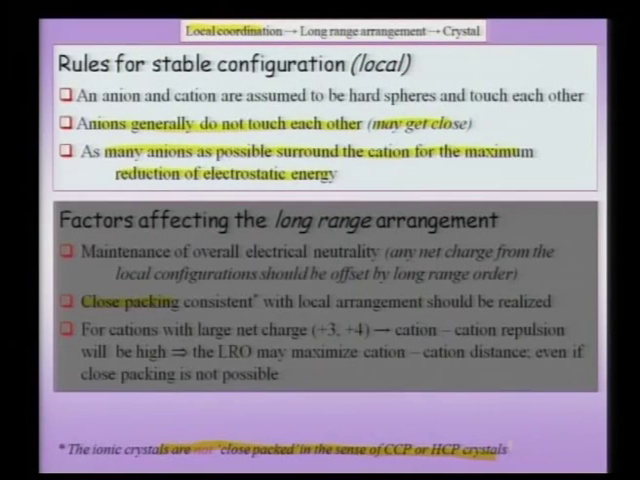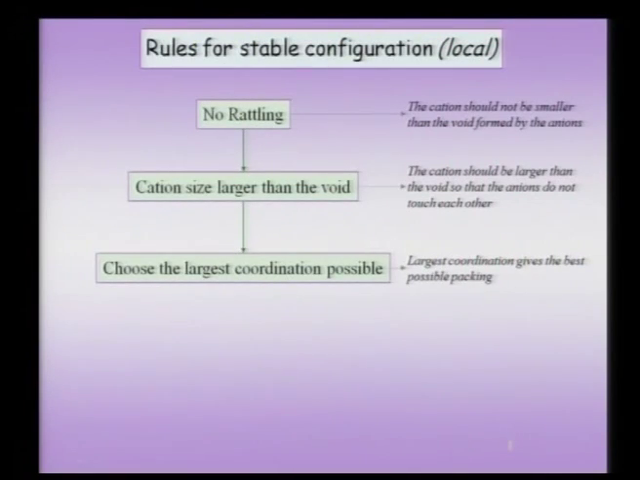So, let me summarize the rules for stable local configuration. We assume that the anion and cation are hard spheres. The anions typically do not touch each other, but somewhat can get close, and the cation would like to have a large coordination number of anions around it. This is what I have listed before. So, there is a way of listing the rules for local stable configuration.